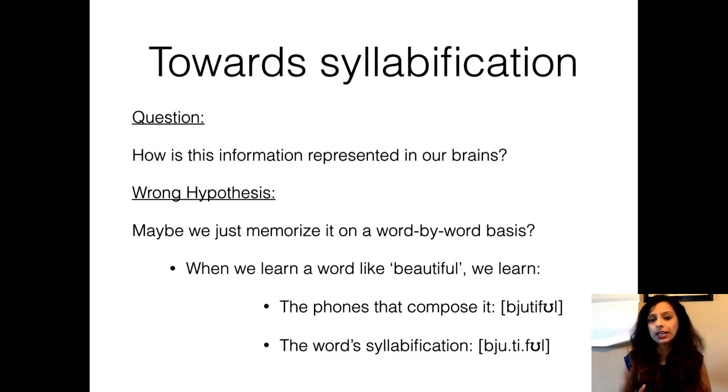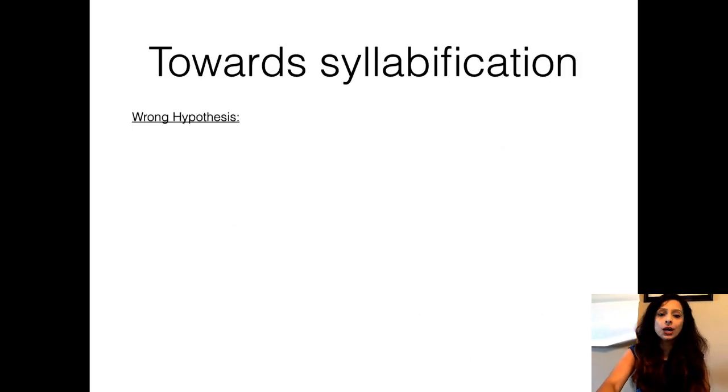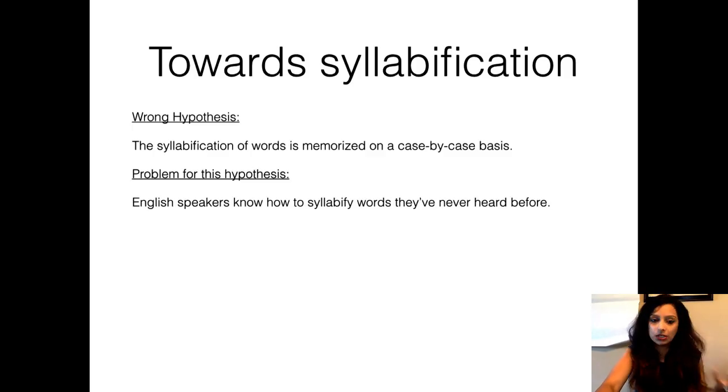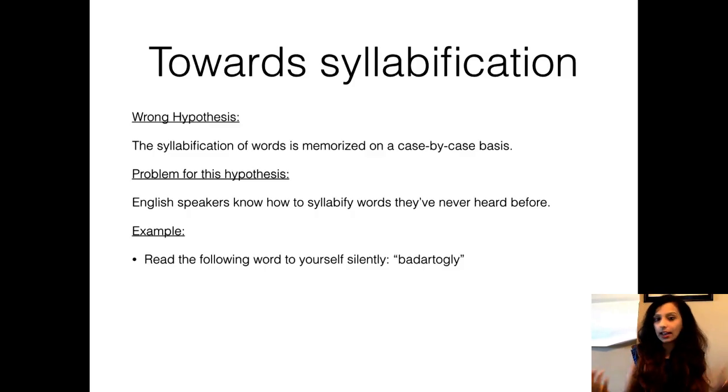What you're actually doing is you know how to phonetically produce this particular word or represent this particular word in your cognition, but you also know something called syllabification. You also know how to syllabify this particular word. So that's the wrong hypothesis. Like I said, you don't actually do this on a memory basis, right? So the problem with this, and as you know, I like to illustrate things just to drive home the point. So we are going to see how syllabification actually works with a made up word of English.